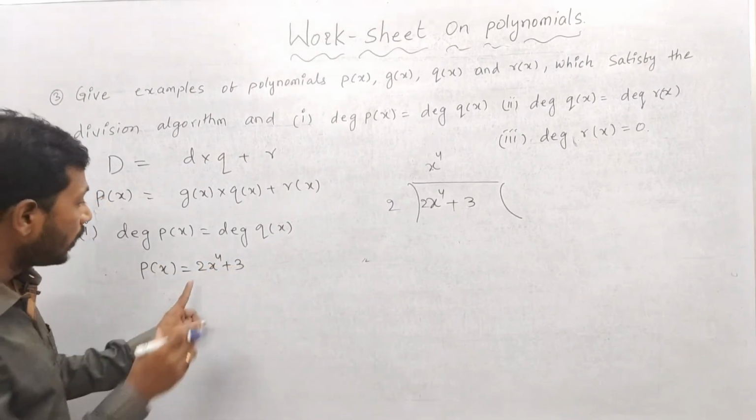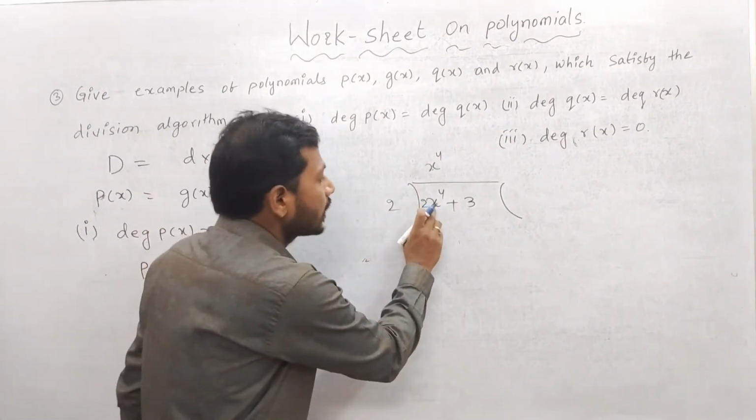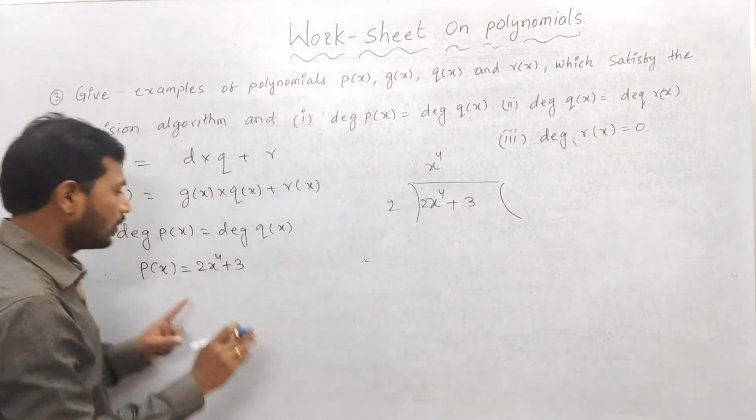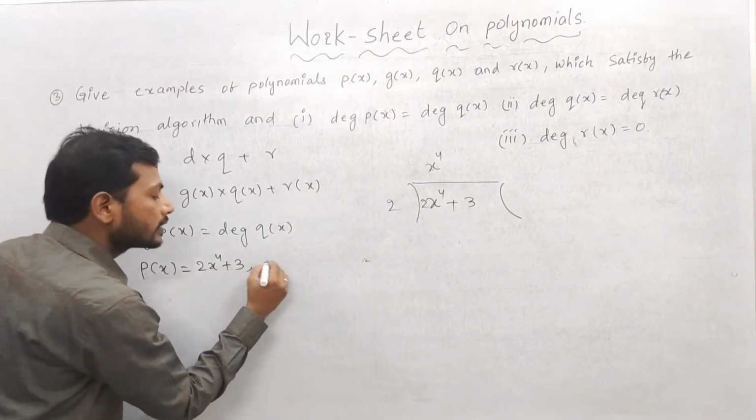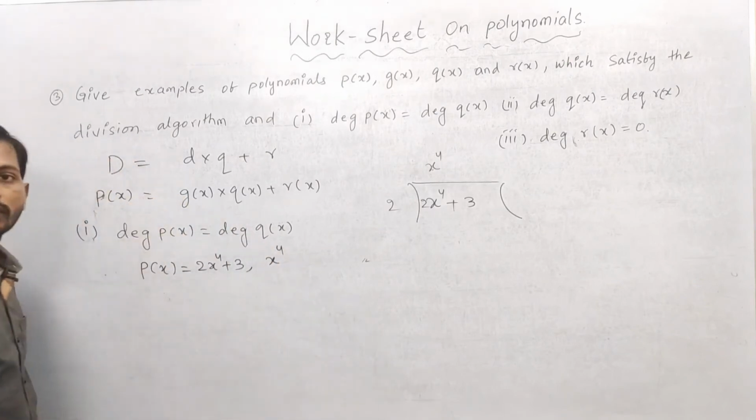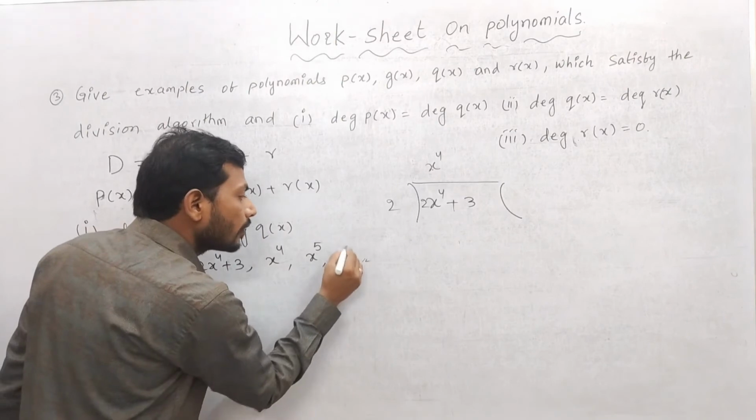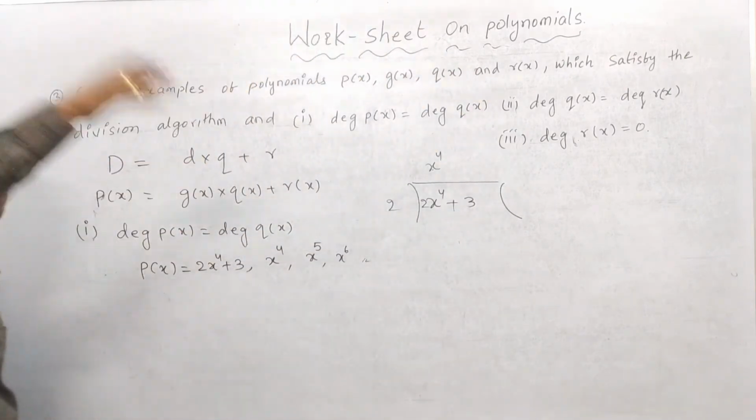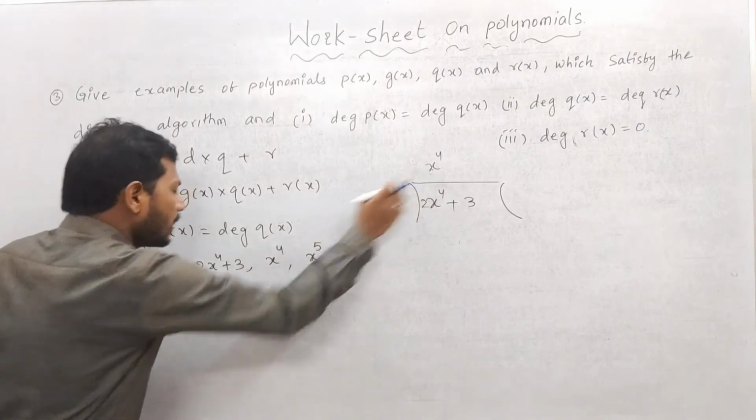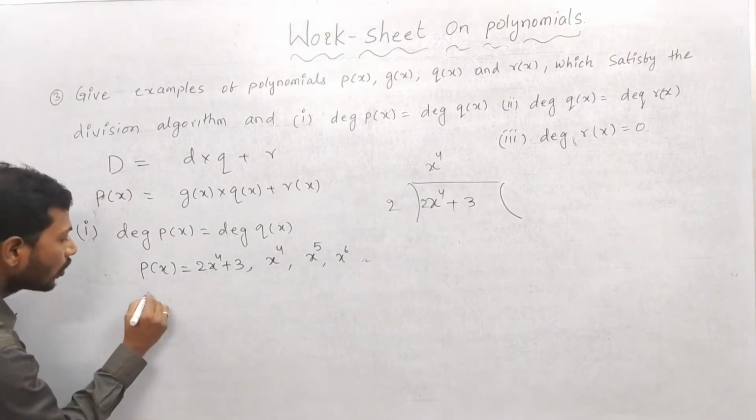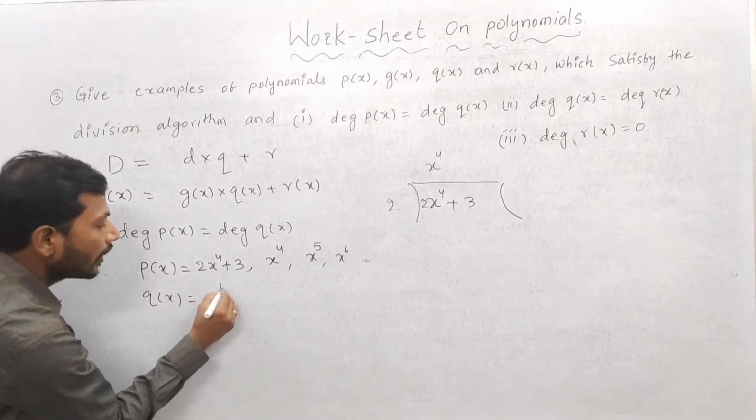Don't get confused why he has taken only 2x power 4 plus 3. You can take simply x power 4 also, no problem. That's why I am giving examples. This is the one example I completed. The second example is x power 4, and the third example is x power 5, like x power 6, whatever you can write. You can write so many examples in p of x. What is the quotient, q of x?